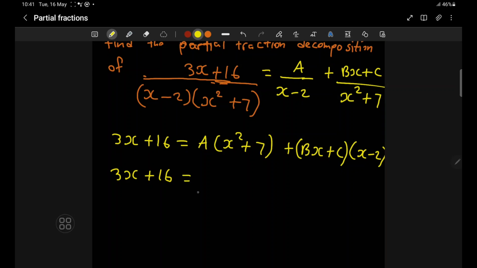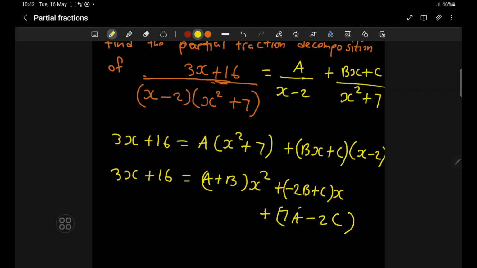You have (a plus b) x squared plus (negative 2b plus c) x, and then plus, I'll write it down here, plus (7a minus 2c). So that is after you expand this expression and also expand this one, and you collect the terms with x squared, you put them together, the terms with x and the constants.